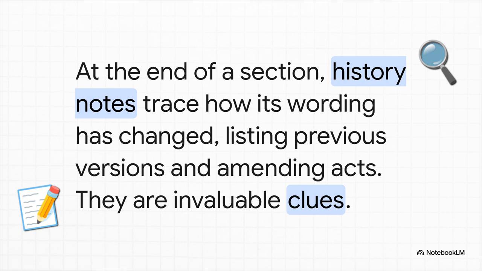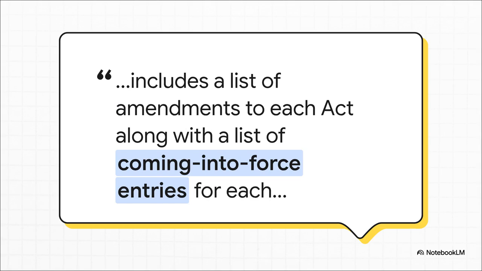Something like SC 2024, Chapter 31, for example. This is your first stop, your first big clue. Now, for our second tool, which is the official source of truth, the table of public statutes and responsible ministers is basically the government's master ledger.